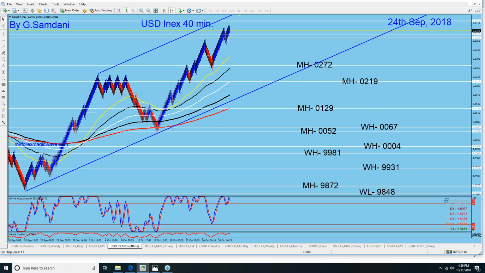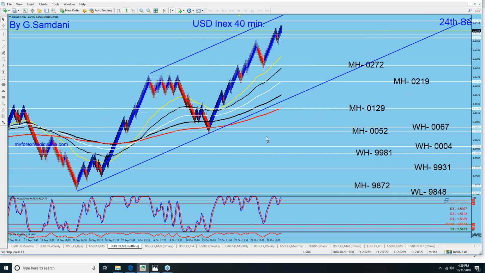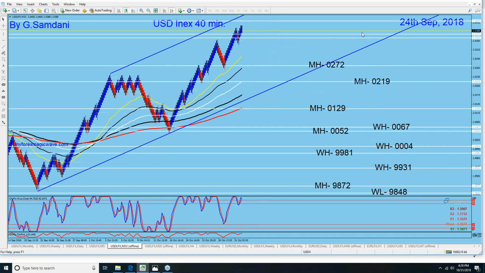GBP, euro, down. Okay, now you see USD. This is the chart that I was working on. This is the channel here. This is the number here. Big number coming in.